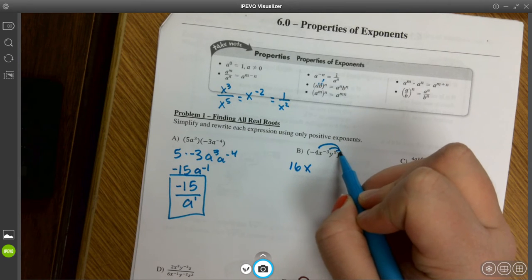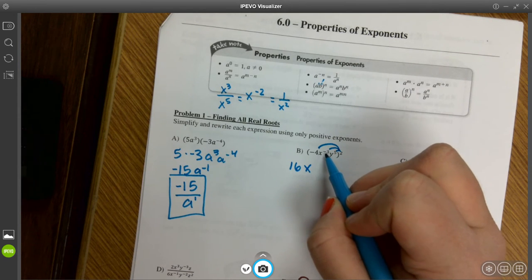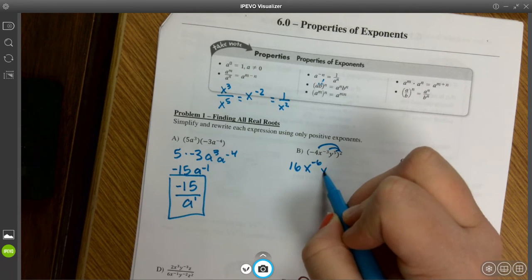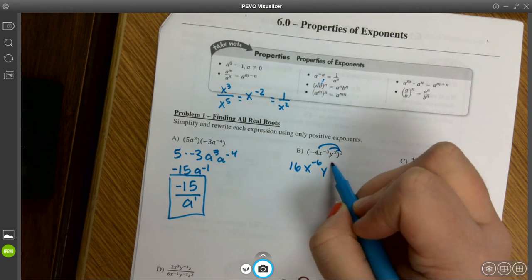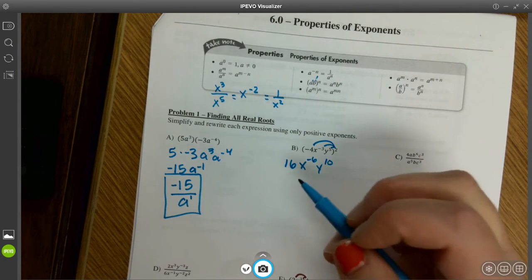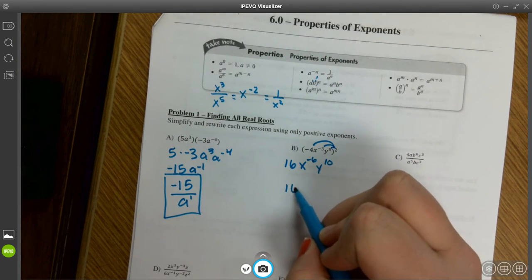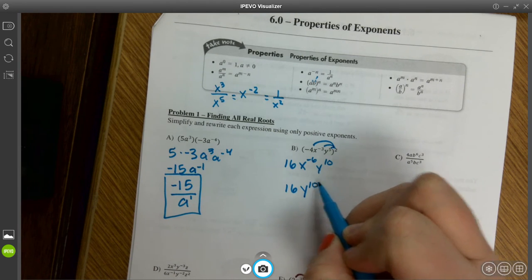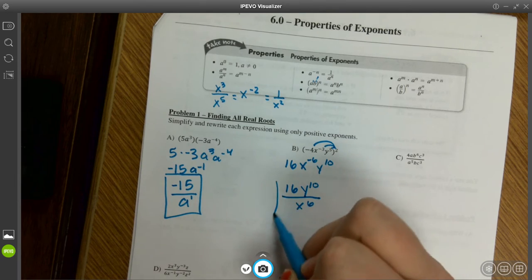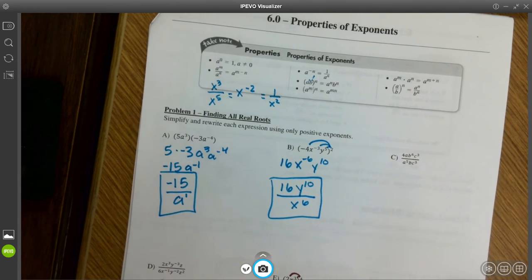I multiply power to a power, you multiply the exponents. So negative 3 times 2 would give me a negative 6. 5 times 2 would give me 10. Again, you should not have any negative exponents. We don't want them. This 16 does not have a negative exponent, and this y does not have a negative exponent. Just the x has a negative exponent. So that would be my final answer.